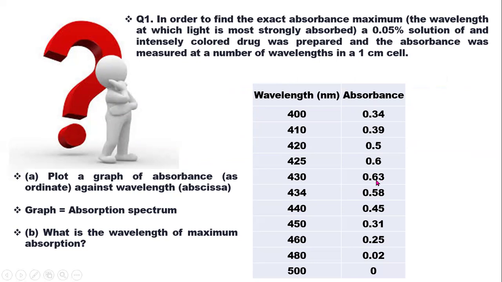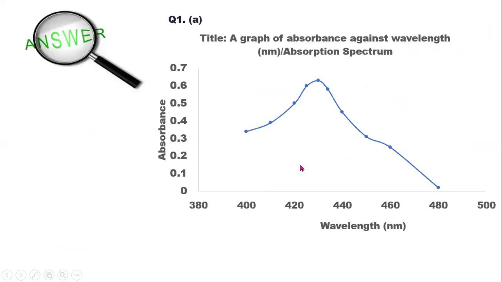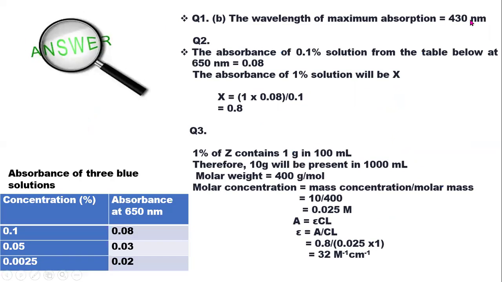The highest absorbance here is 0.63. So 0.63 is the highest absorbance, and the wavelength of maximum absorption, or absorption maxima, is the wavelength where we have the highest absorbance value, which is 430 nanometer. So that will be our answer for that. So the wavelength of maximum absorption is 430 nanometer.